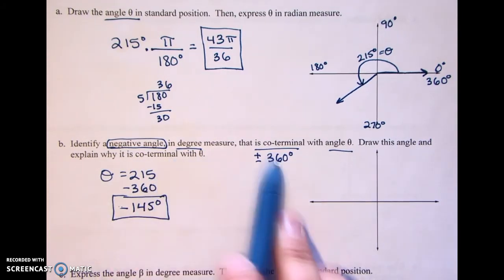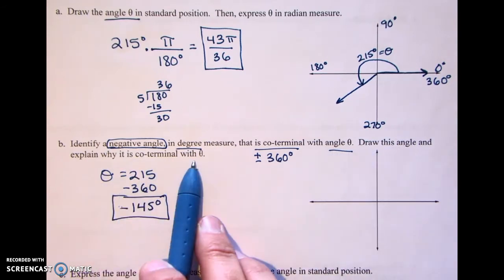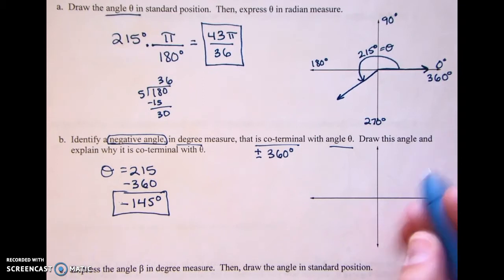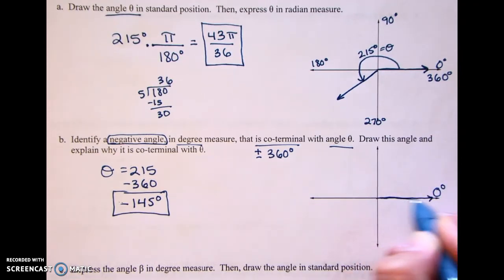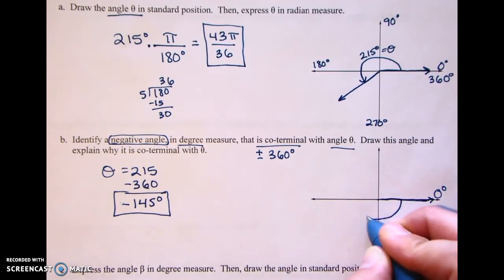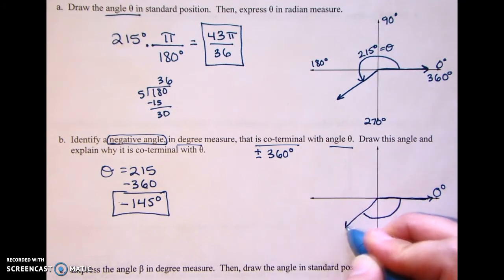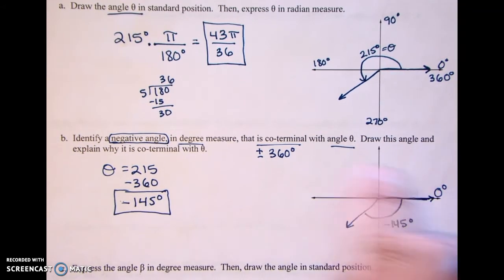Identify the negative angle that is coterminal. Draw this angle and explain why it is coterminal with theta. Okay, that's easy. So 0 degrees, here's the initial side, and to draw a negative angle, we go in this direction. This is negative 145.